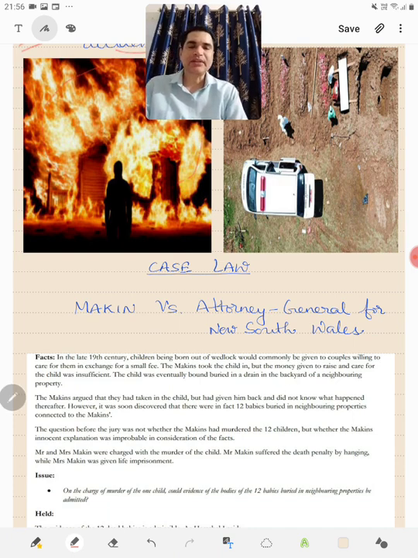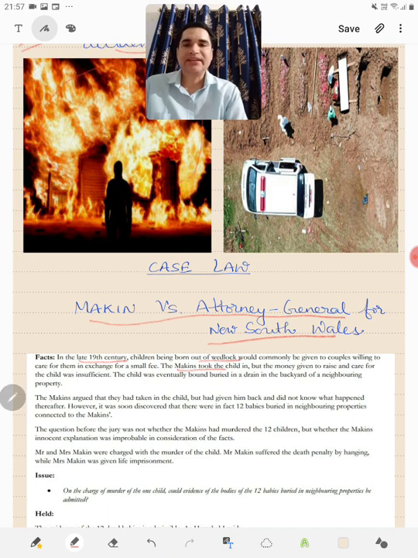Now, a very famous case law is Makin versus Attorney General of New South Wales. In this case, in the late 19th century, there was a tradition that children born out of wedlock were given to couples who were willing to care for them in exchange for a small fee. Makin took a child and later on the child was found dead, buried in the drain of the neighboring property.